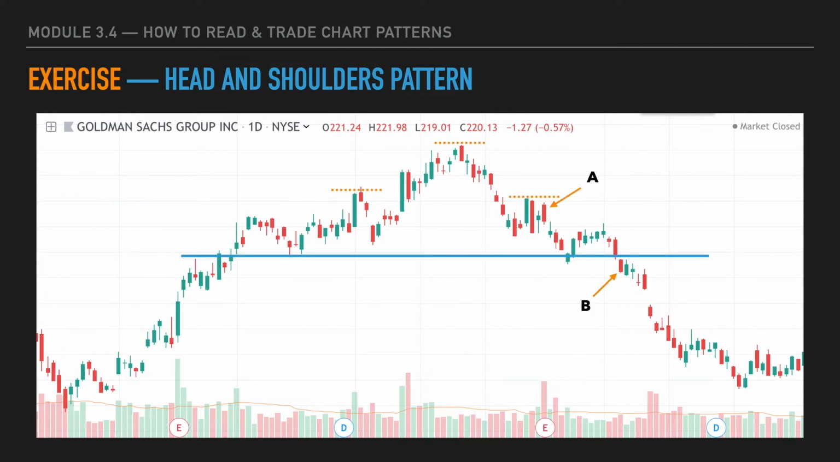And here are the two potential entry points if you want to trade this particular head and shoulders pattern. This is the typical textbook head and shoulders pattern. I would highly recommend you go through this chart on your own, recognize the pattern, and fully understand the underlying buying and selling imbalance behind the head and shoulders pattern.